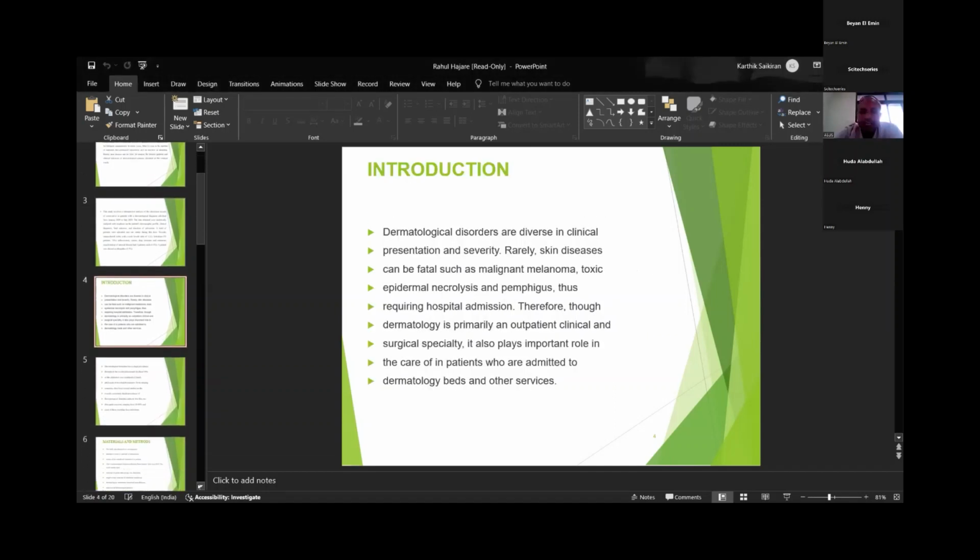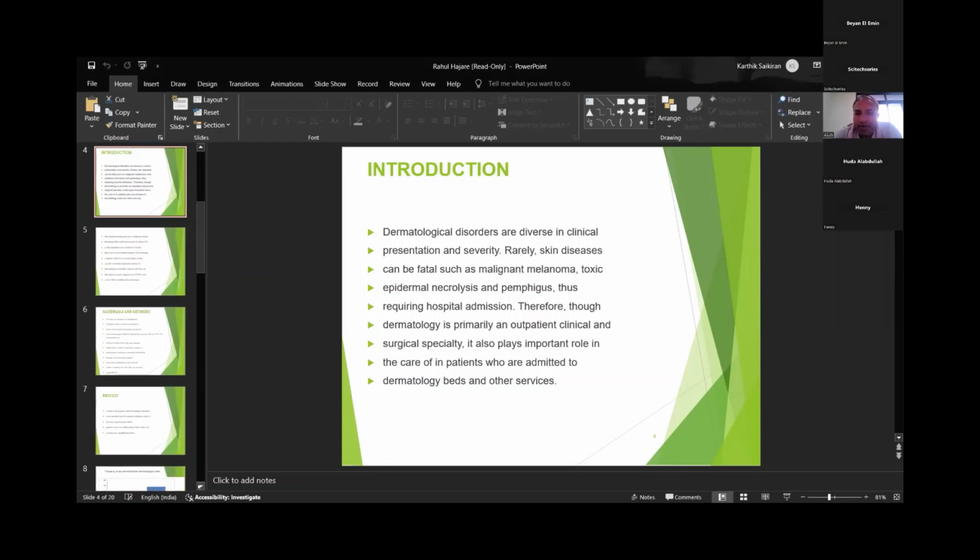Introduction. Dermatological disorders are diverse in clinical presentation and severity. Rarely, skin disease can be fatal, such as malignant melanoma, toxic epidermal necrolysis, and pemphigus, requiring hospital admission. Therefore, though dermatology is primarily an outpatient clinical and surgical specialty, it also plays an important role in the care of inpatients who are admitted to dermatological beds and other services.